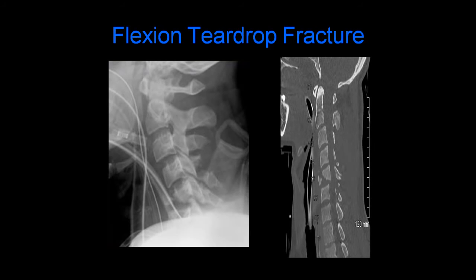We can see a kyphotic deformity of the cervical spine on the radiograph on the left. As well, you can see a compression fracture of the anteroinferior aspect of the C5 vertebral body. On the right is the corresponding CT scan image.